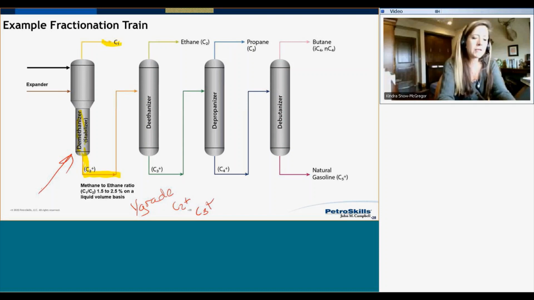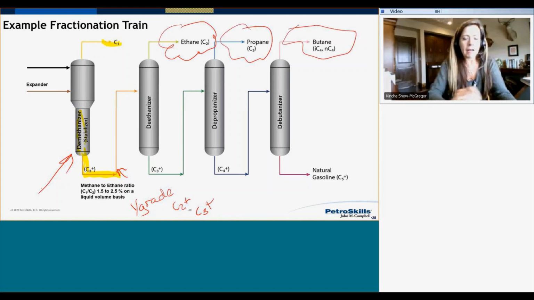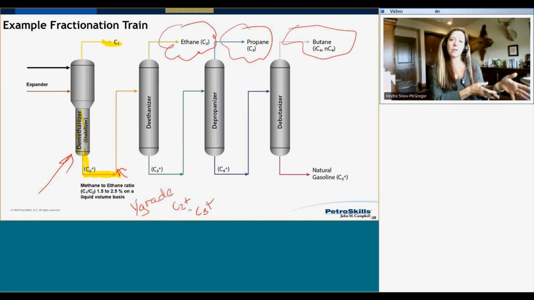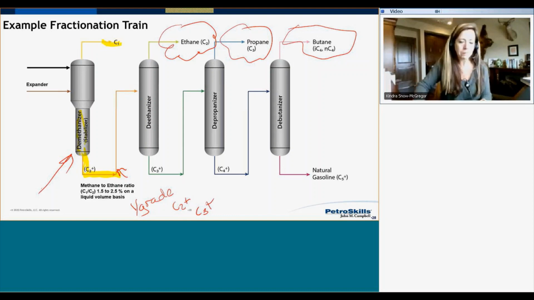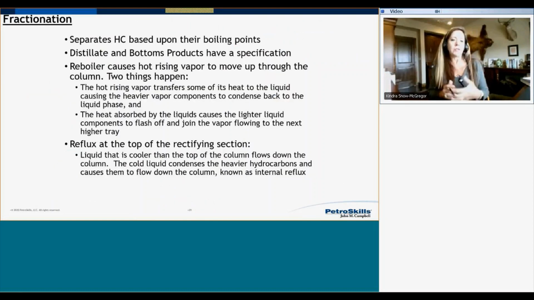And then once I understand my composition here, and I know what products I want to make, then that sets how many types of fractionation columns I might need and how I need to operate them. All right, so let's take a look at how my fractionators work. All right, so essentially, again, we're going to be separating these based upon our boiling points, but the big difference now is I have a distillate and bottoms product specification. All right, before on the stabilizer, I only cared about the bottom. Now I care about both.